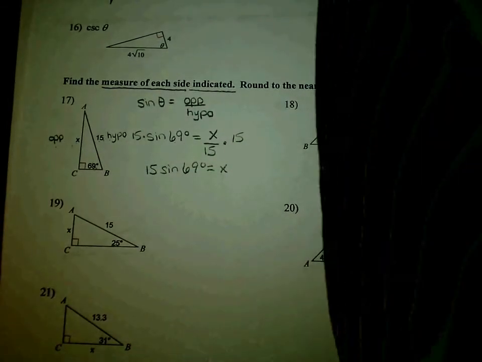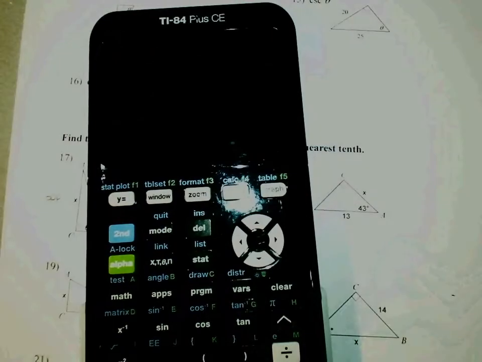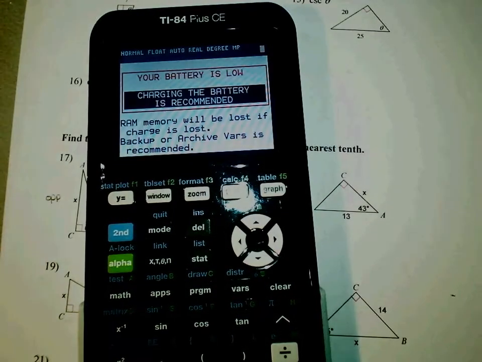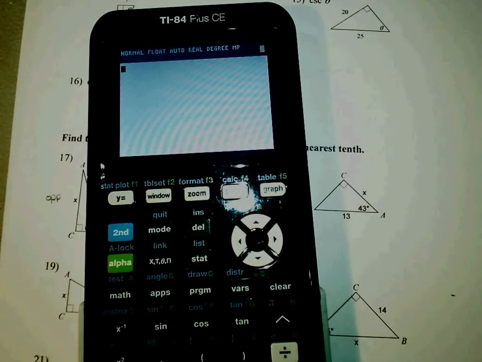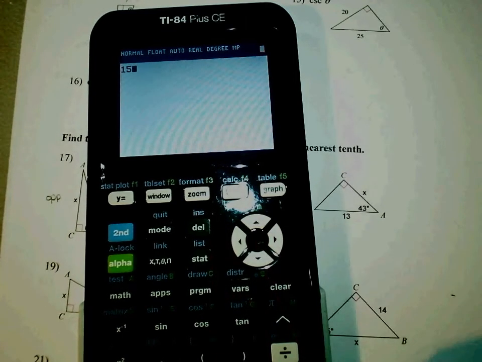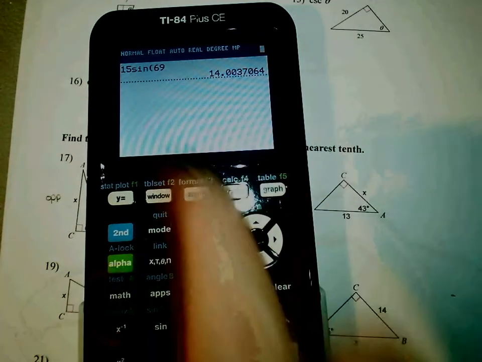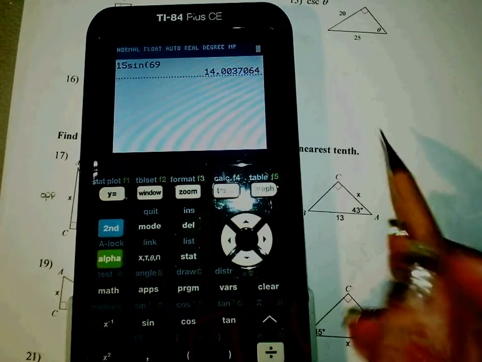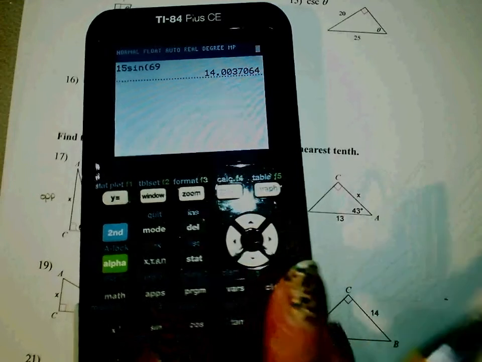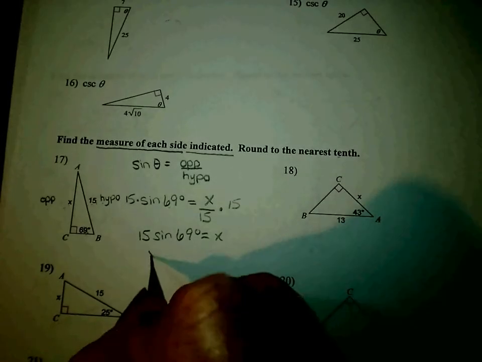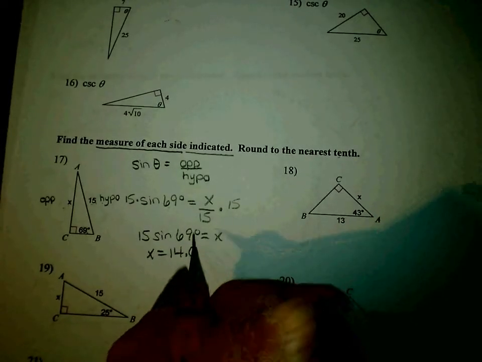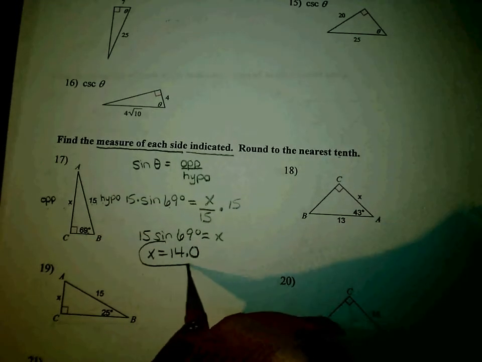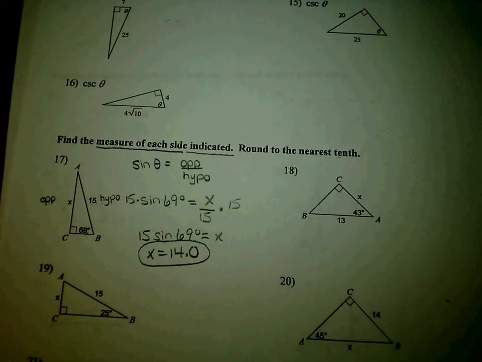Now how do I punch that in my calculator? Okay, turn my calculator on. 15 sine of 69. It's already in degree mode because it'll stay in degree mode until I change it. Oh, I meant to put an extra parenthesis, but it'll do it without it. 14.003. My instructions say round to the nearest tenth, so that'll be 14.0. So x equals 14.0. So the length of this side is 14. Okay.